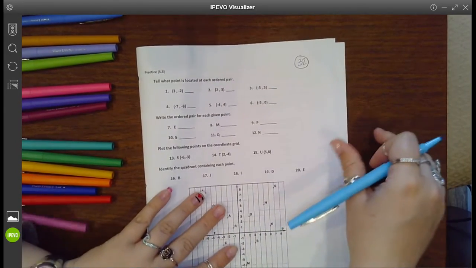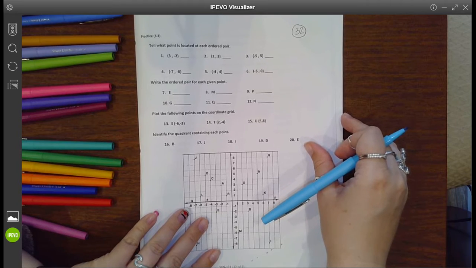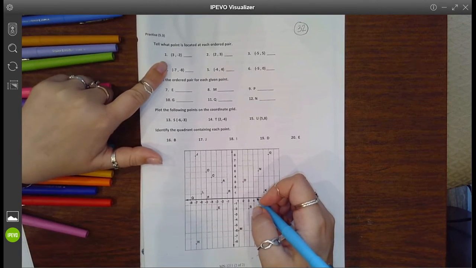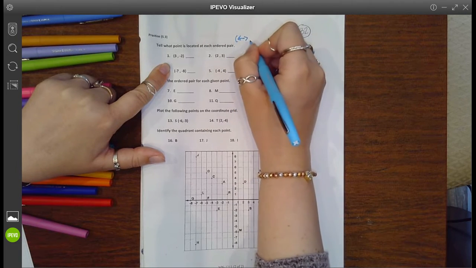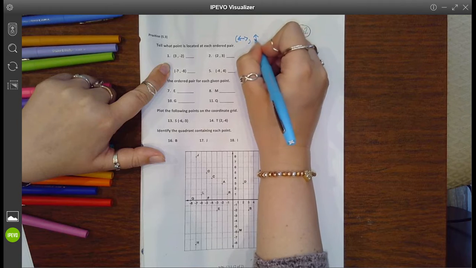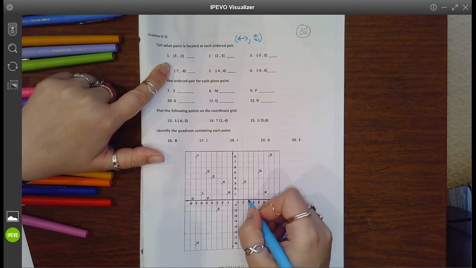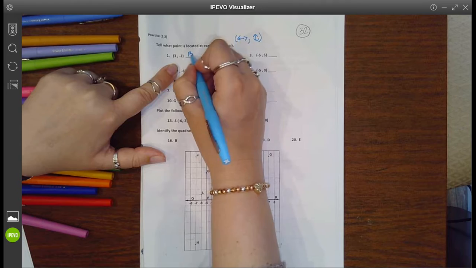Okay, if we turn the page, it says the point (3, -2). So let's go ahead and find that. Is that right 3 or left 3? Because remember, let's write a little hint to ourselves. First number is right or left. Second number is up or down. So positive would be right 3, and then -2 would be down 2. What point is that? It hits right here at B.